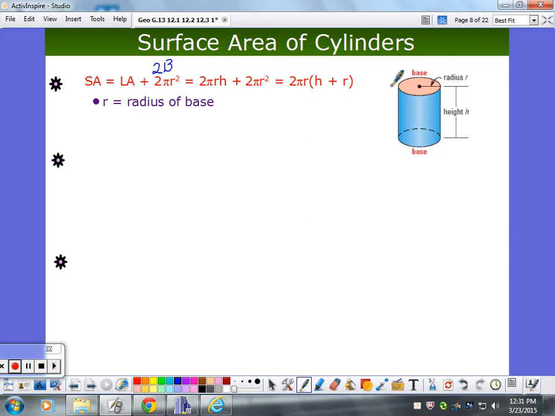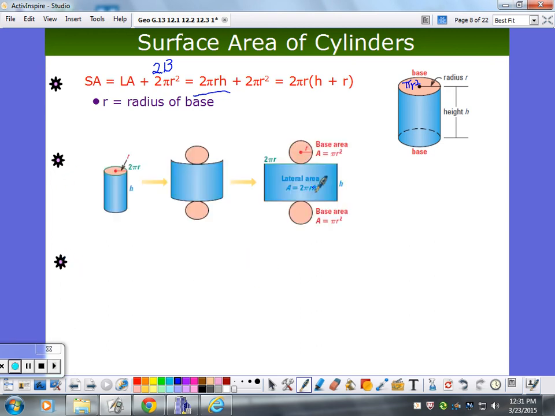However, what's my base? This is a circle. What's the area of a circle? Pi r squared, so that's why I have 2 pi r squared, because that's 2B. Lateral area comes out to 2 pi r h. Where is that? That's this one. Okay, how did I get it?